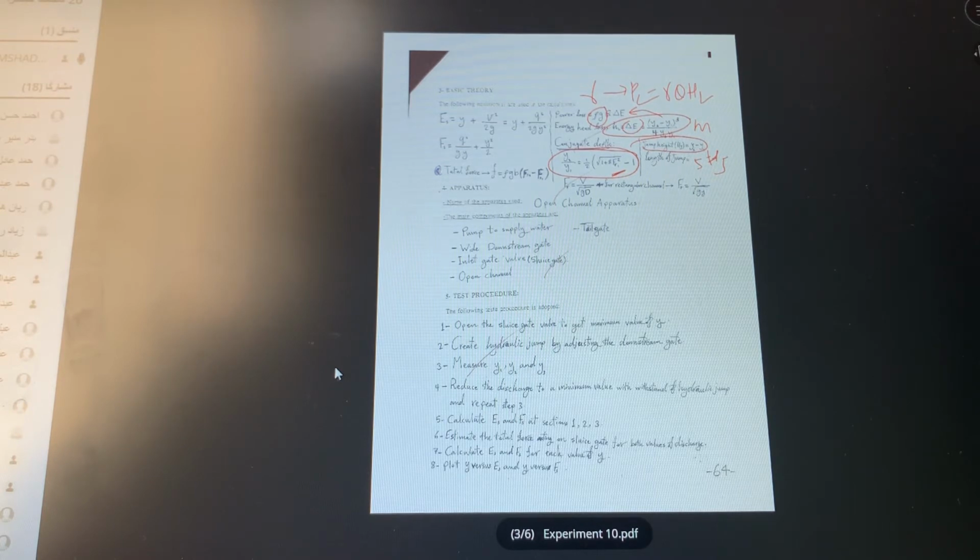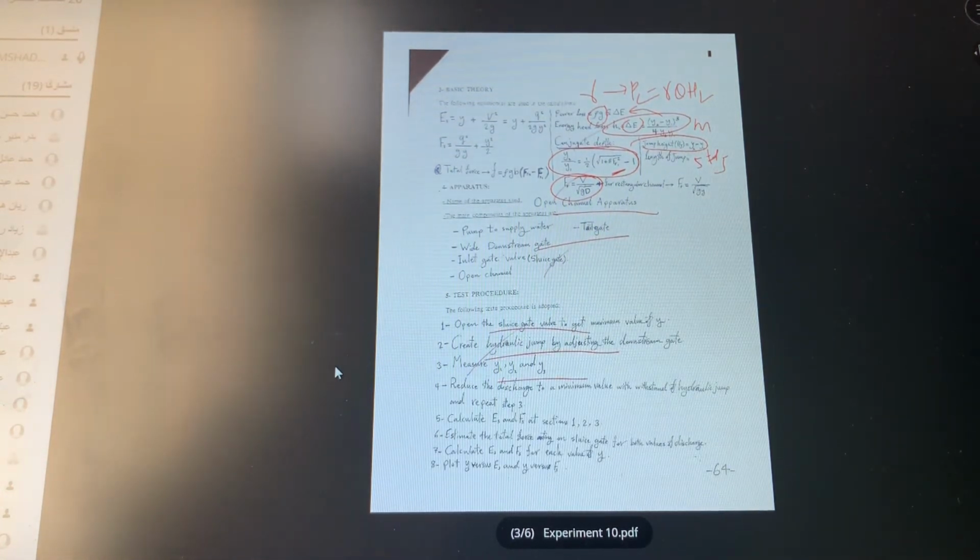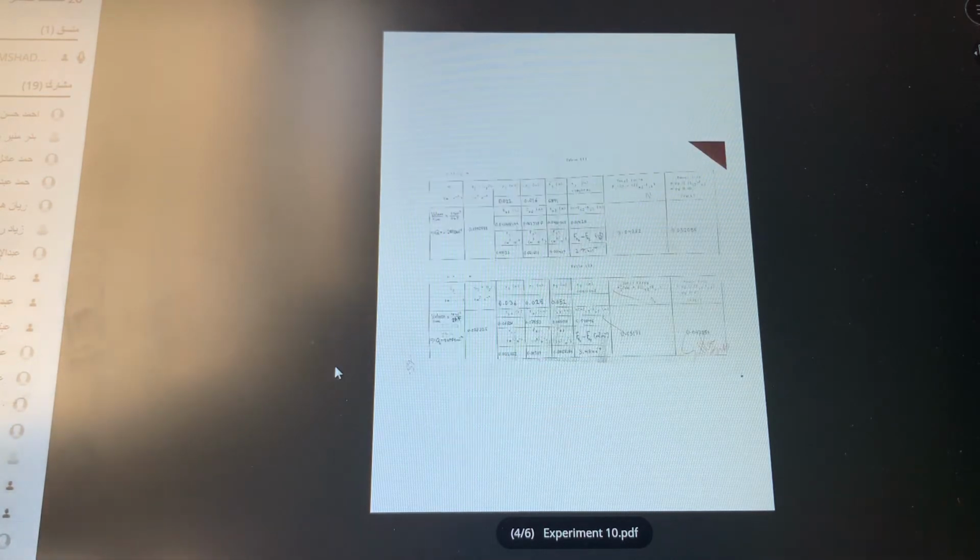Height of the jump means what? Y2 minus Y1, that is, the depth of the water after the jump minus the depth before the jump. Froude number is V over the square root of g times the depth, and the channel and test procedure are also given. Just copy all these things, and then next will be the data sheet.